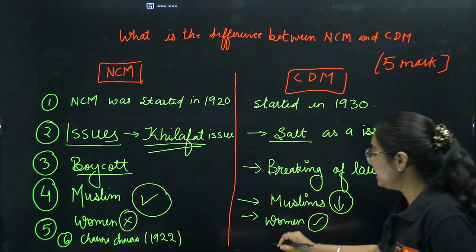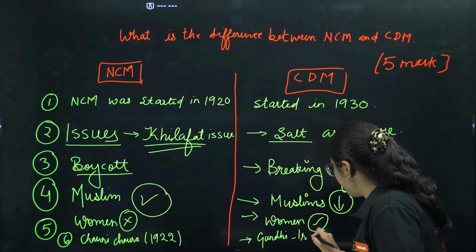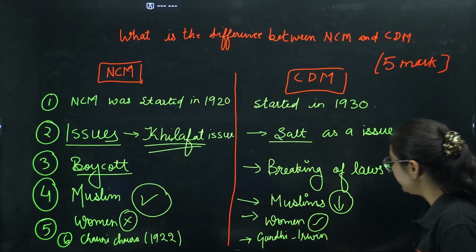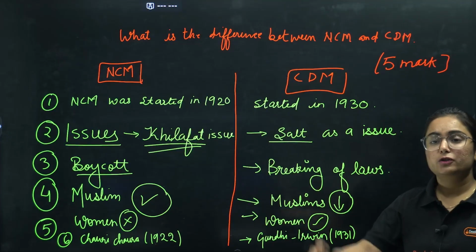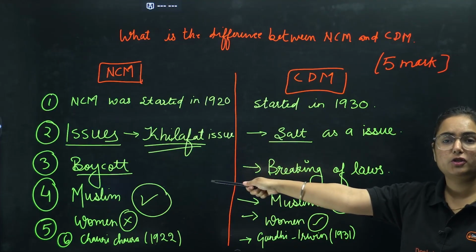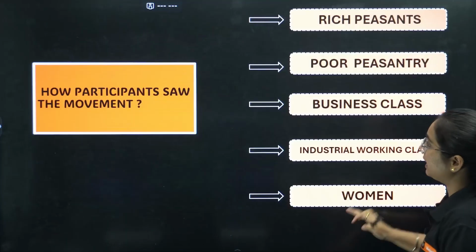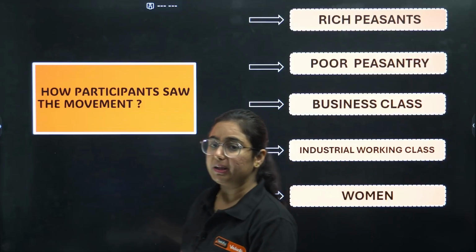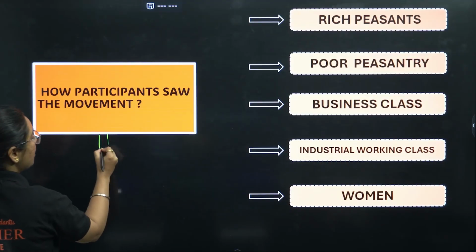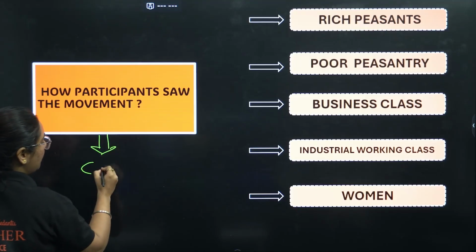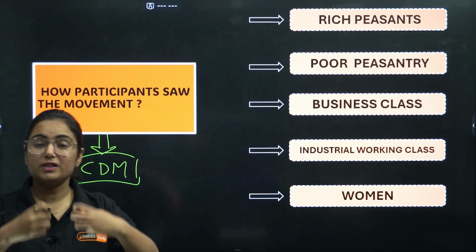However, why was CDM withdrawn? Because of the Gandhi-Irwin Pact, a pact signed between Viceroy Irwin and Mahatma Gandhi in the year 1931. So here we got the difference between the non-cooperation movement and the civil disobedience movement, the two major movements of the Indian freedom struggle. But the thing is not yet completed because we want to know how participants saw the movement, and here we are talking about the civil disobedience movement, right? How participants saw that, right?